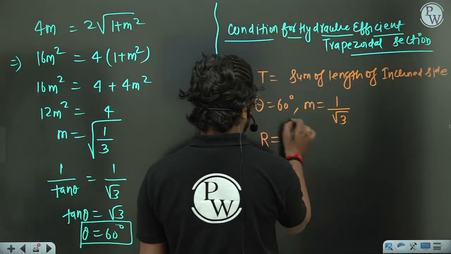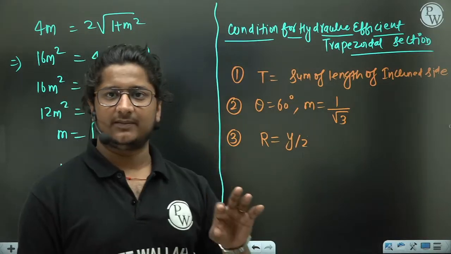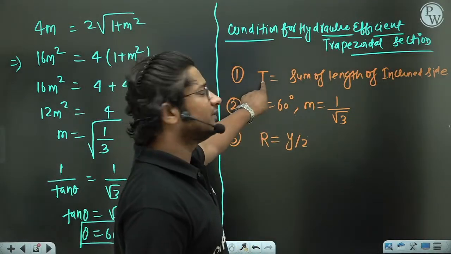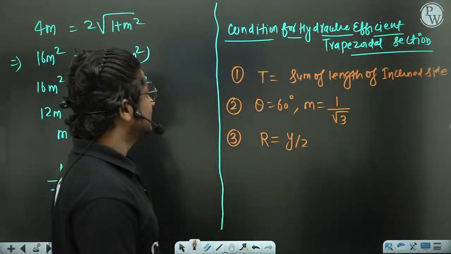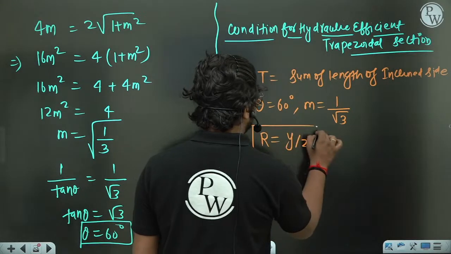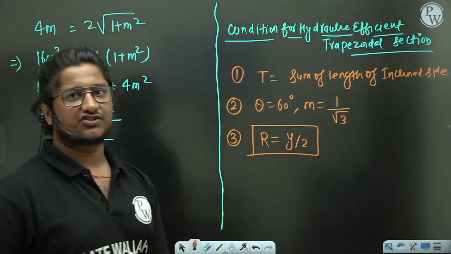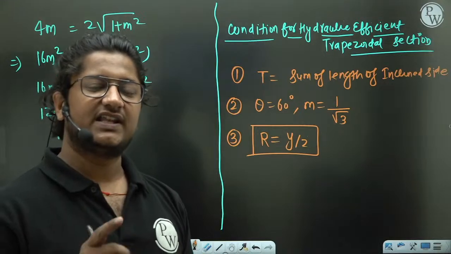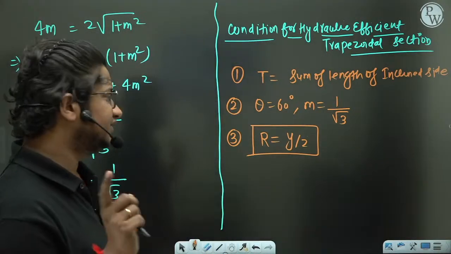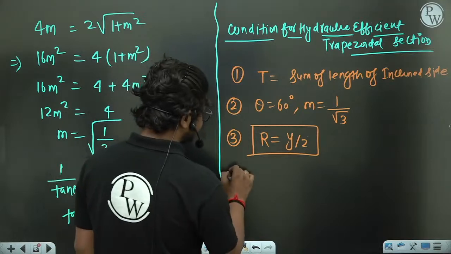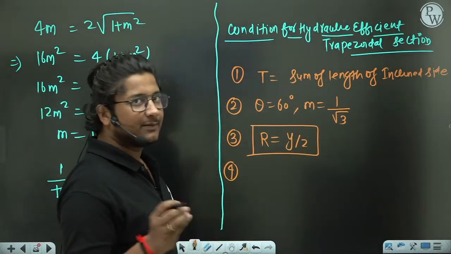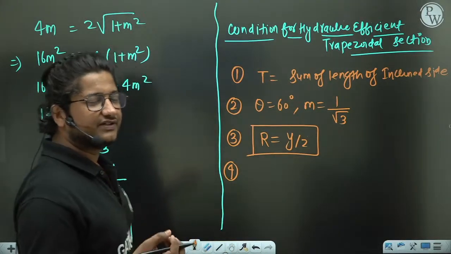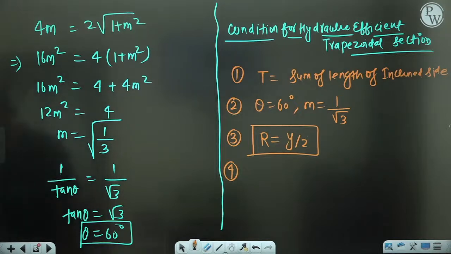R is y by 2. This you all can do. R equal to area by perimeter. Put this condition, B plus 2my is equal to 2y root under 1 plus m square. R equal to y by 2 you will get. So this is very important: for a hydraulic efficient section in a trapezoidal section, R will be equal to y by 2. This point is very important for all of you. The fourth point is again very important. This point first I am writing, and then I will tell you with the figure also how it is possible.